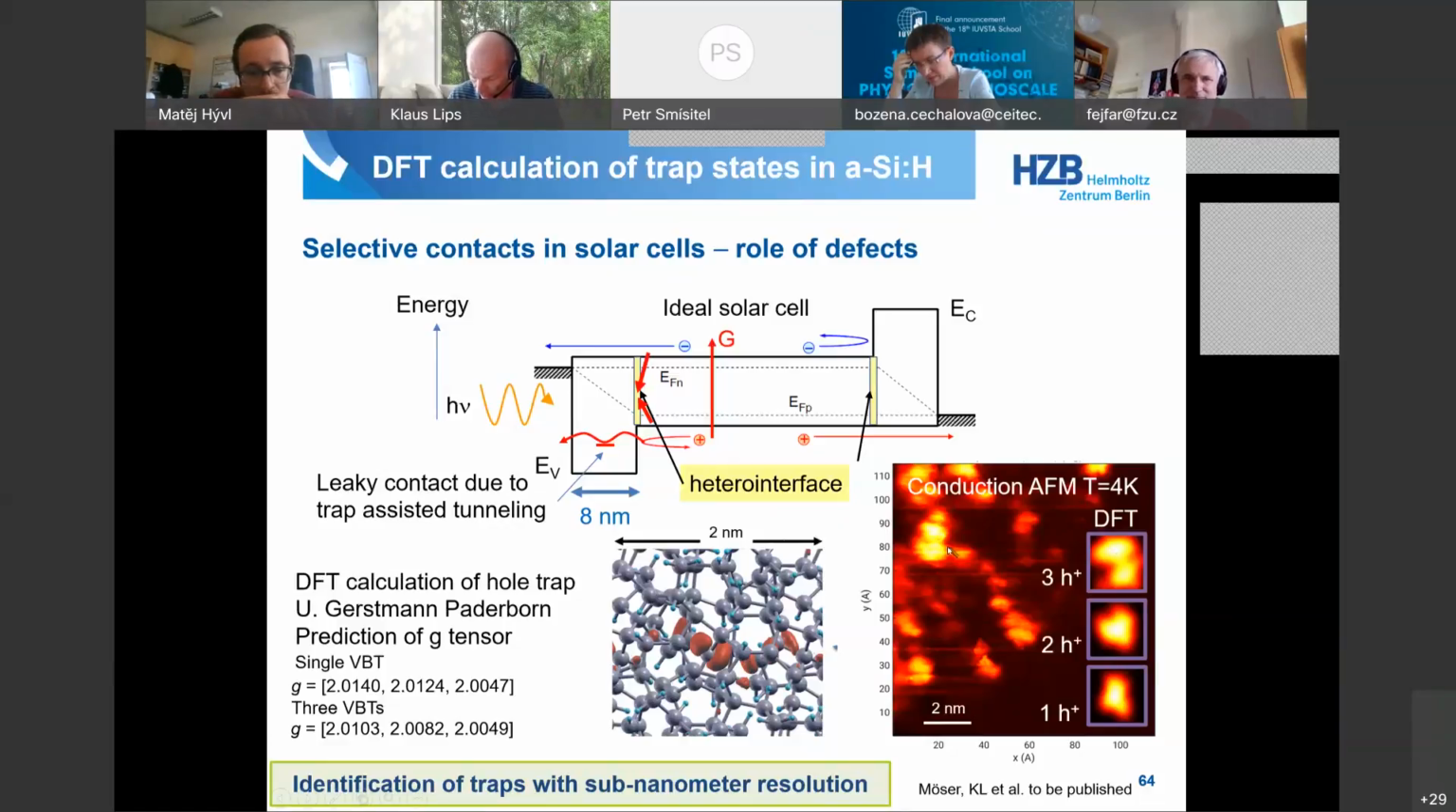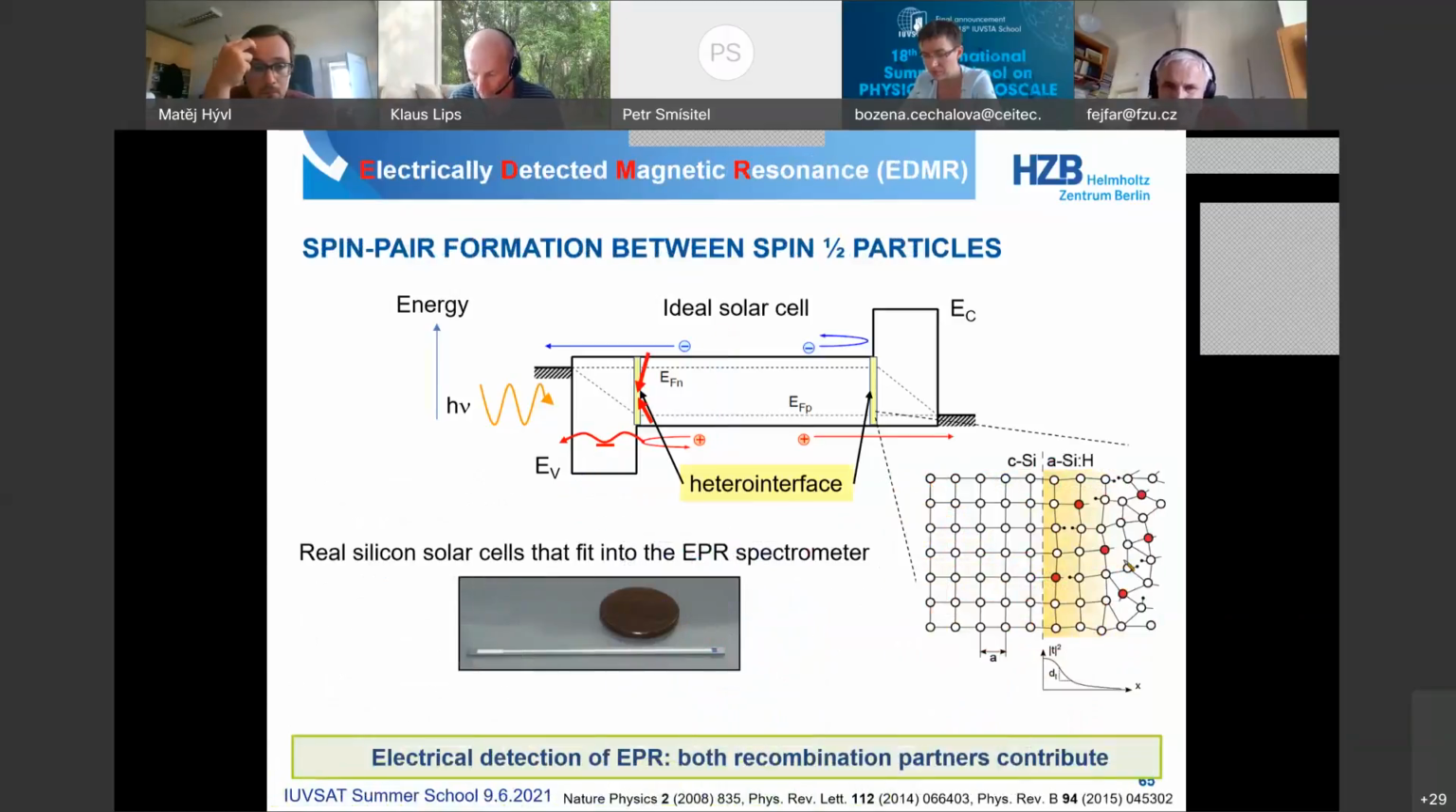And if you now compare to that image, and this has not been published yet, we're on the edge of doing that, you can see these features appear exactly in the way that we calculated. So sometimes we have three holes together, sometimes we have one hole together. This is paramagnetic, and this is paramagnetic. We can calculate the G-tensor of these states, and now we only have to measure that tunneling current out of the solar cell. And that is the last result I'm going to show.